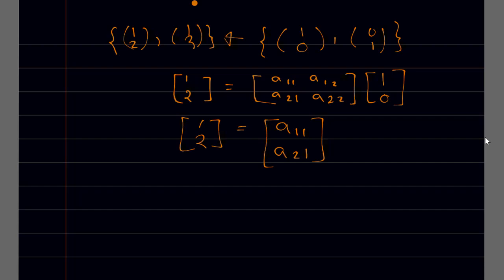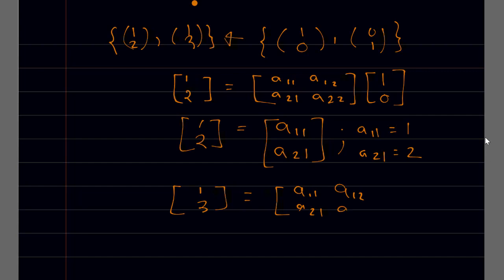I hope I'm correct. Yes. So that means from here you found A11 turns out to be 1 and A21 turns out to be 2. Now work with the second one. So you have 1, 3, and you again have A11, A12, A21, A22 and this time 0, 1. I hope I'm doing it correctly.